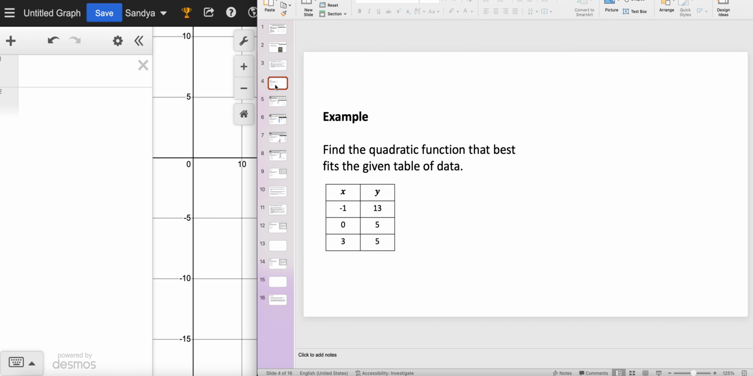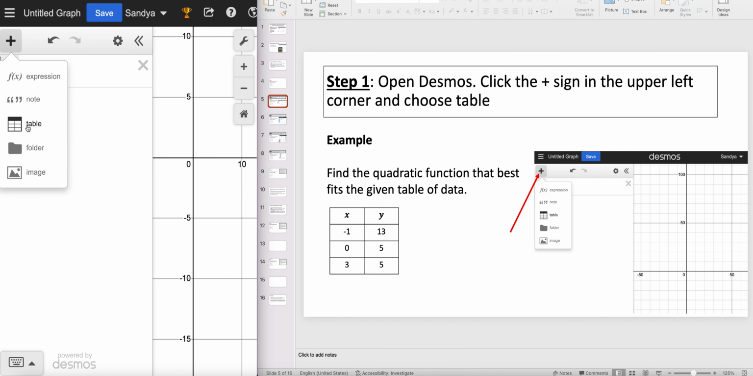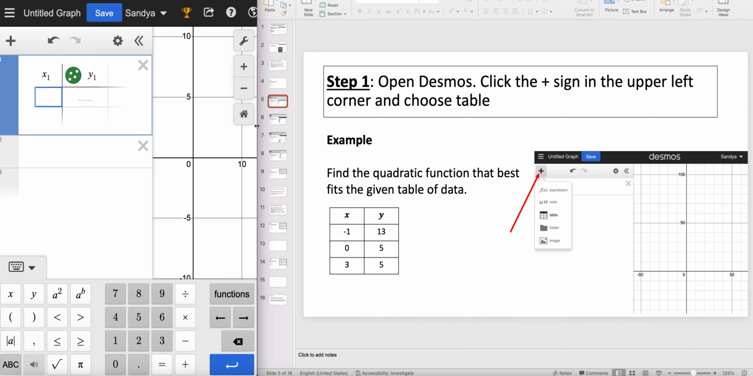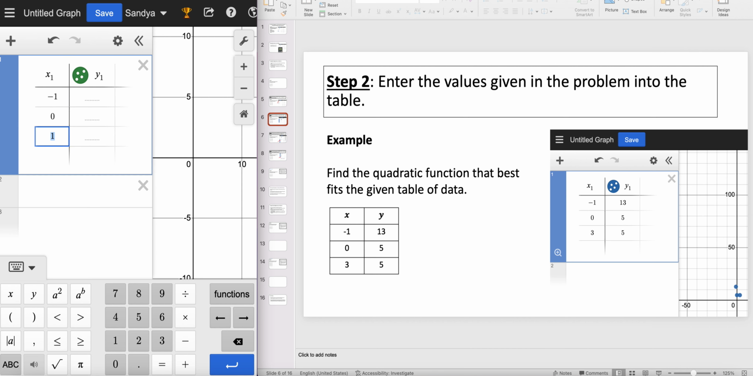So let's start off with this example. Let's find the quadratic function that best fits this table of data. So we're going to start off by going to Desmos, clicking this plus sign in the upper left-hand corner, and then choosing Table. So now what we're going to do is we're going to enter these values into our table. So we have -1, 0, 3, and then the y values 13, 5, and 5.